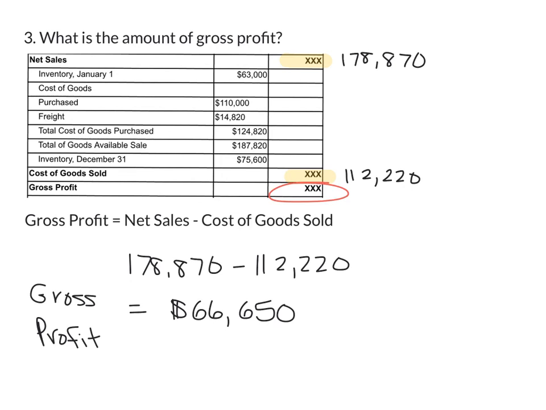So as you can see on our income statement, this column tells us easily where the net sales would go and then where the cost of goods sold would go, and we would just subtract those two values to find the value in this cell.